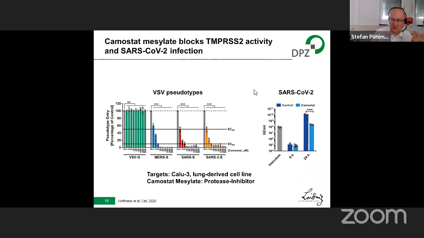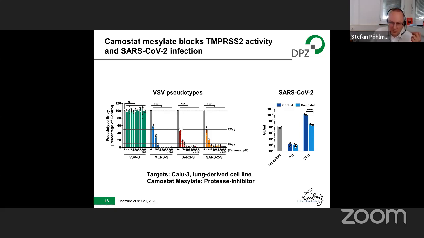Now, how about the second cleavage event carried out by TMPRSS2? Here we first used pseudotypes and we used an inhibitor, camostat mesylate, of which we knew that it would inhibit TMPRSS2. And indeed, we found that this inhibitor targets MERS, SARS, and SARS-2 spike-driven entry, but has no effect on entry driven by a heterologous glycoprotein, the G protein of VSV.